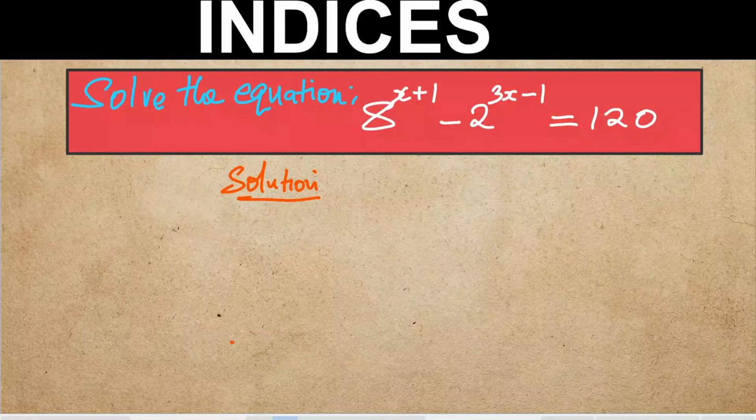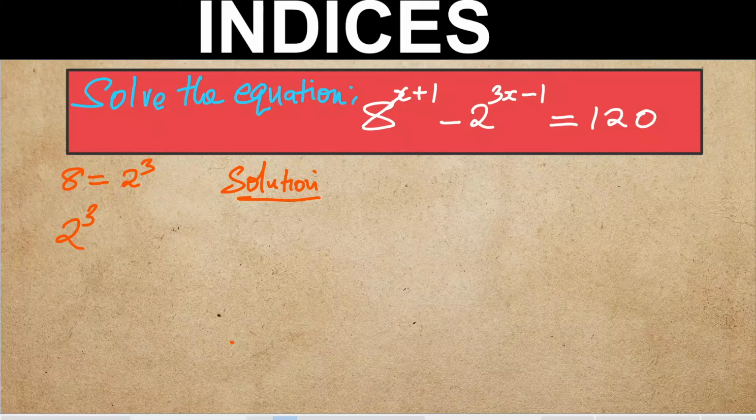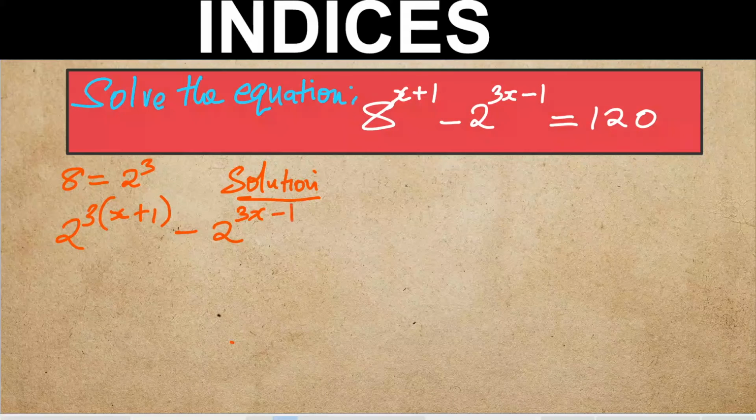So let us deal with the left-hand side of the equation. We write 8 to the power x plus 1 using base 2. How do you do that? 8 is equivalent, written to the base of 2, to 2 cubed. So let us substitute that. 8, therefore, will be written as 2 cubed, and then you have x plus 1, subtract 2 to the power 3x minus 1 is equal to 120.